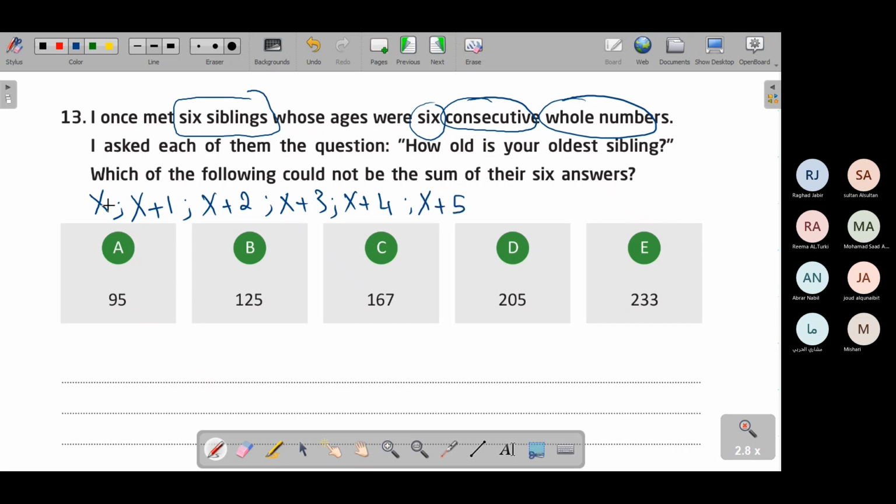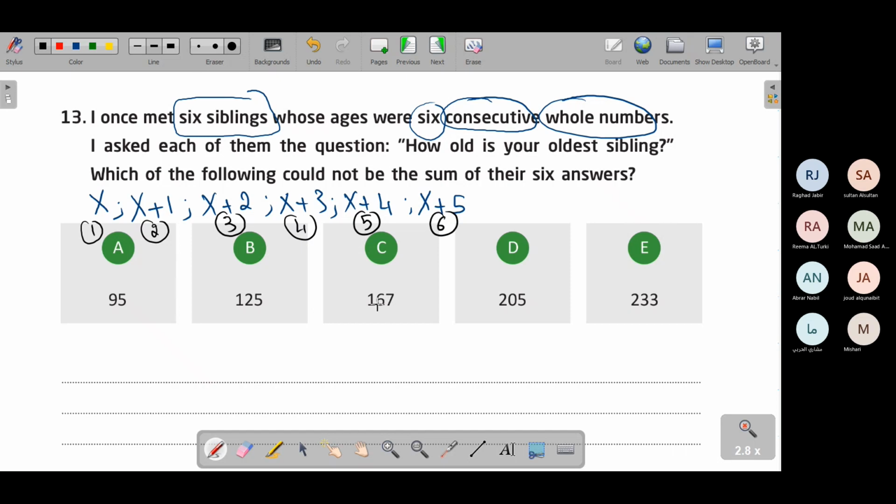Why X plus 5? Because, Mishari, how many brothers do I have? 6. Okay? So this is 1, 2, 3, 4, 5, and 6. Let's write it here: the first one, second, third, number 4, number 5, and number 6.